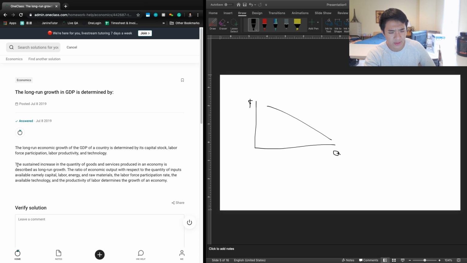They said the sustained increase in the quantity of goods and services produced in the economy is described as long-run growth. The ratio of economic output with respect to the quantity of inputs available, namely capital, labor, energy, and raw materials, the labor force participation rate, the available technology, and the productivity of labor determines the growth of an economy. Yeah, and so that's really a good answer. Very thorough. It incorporates all of the elements that are contributing to long-run GDP growth. Great.